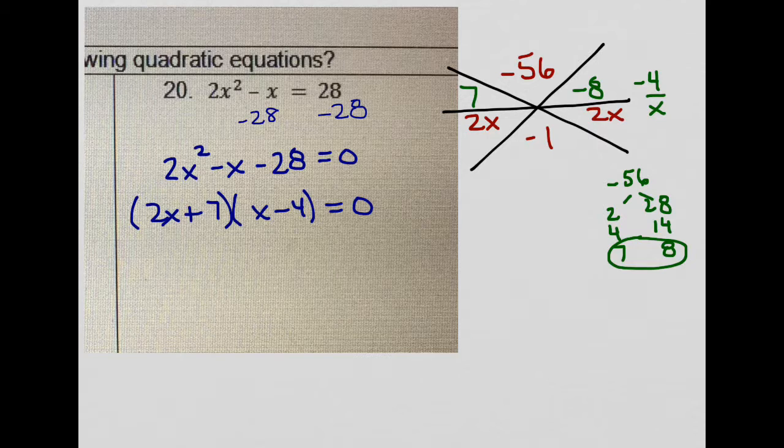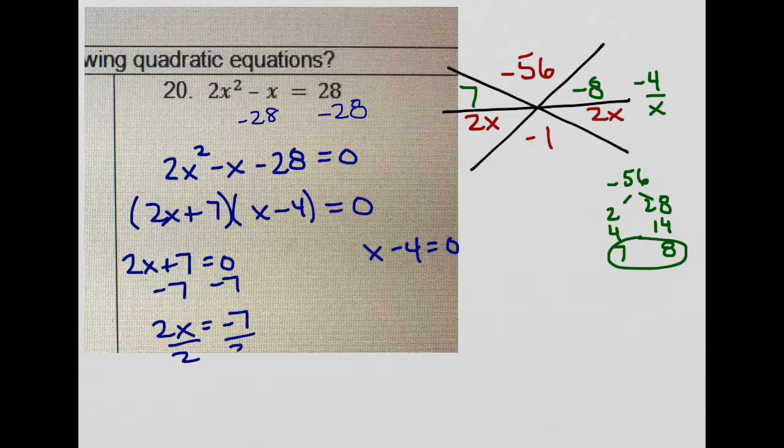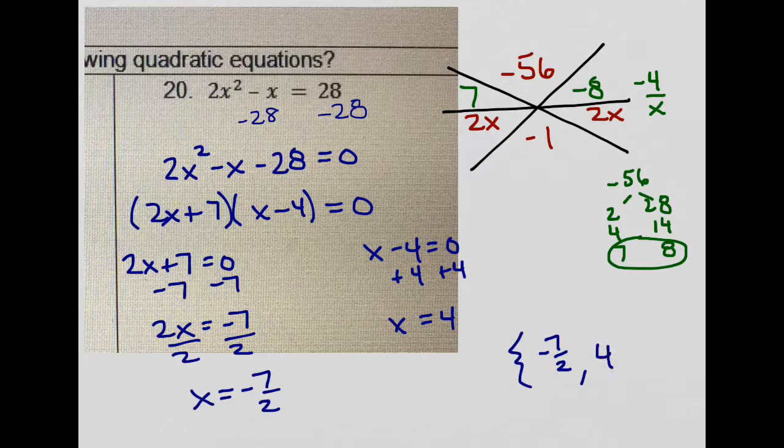The last thing to do to find my solutions is to set each of these equal to 0. So I have 2x plus 7 equals 0, and I'll have x minus 4 equals 0. On this side, I'm going to subtract 7. 2x equals negative 7. Divide by 2, x equals negative 7/2. On this side, I'm going to add 4 to both sides, x equals 4. So my two solutions, if you remember this kind of notation, are going to be negative 7/2 and 4.